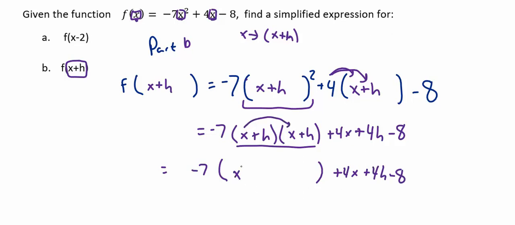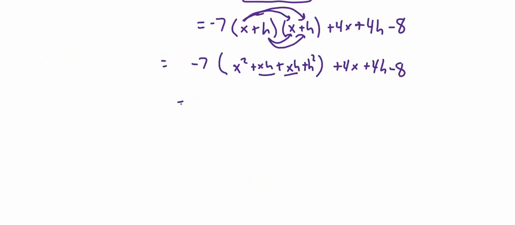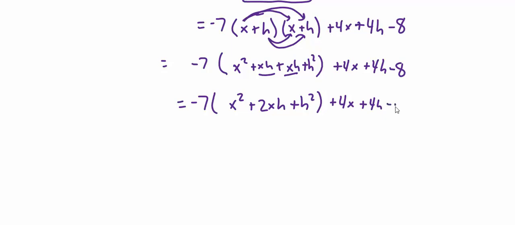X times x gives x squared. This multiplication gives xh. This multiplication gives you hx, but since multiplication is commutative, I will write it as xh, just to make it clear that these two things are like terms. Finally, I get h times h is h squared. My preference is to simplify what's in the parentheses before I distribute the negative 7. Since I have 1xh and I'm adding another 1xh, that makes 2xh. And again, nothing over here are like terms, so there's nothing more that I can do than copy them.